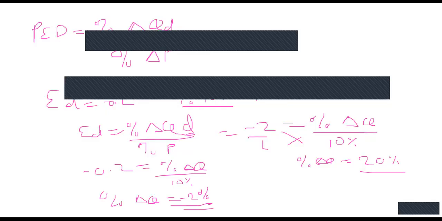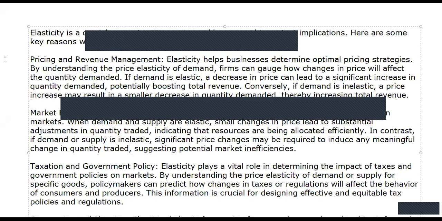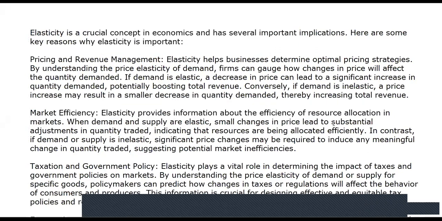So elasticity is important for many reasons, like I've talked about. What is the importance of elasticity of demand? Pricing decisions. Elasticity is important for pricing decisions because we'll be able to tell at which point to increase and at which point not to increase. So it is important for pricing and revenue management. It helps the business to determine the optimal pricing strategies by understanding the price elasticity of demand.